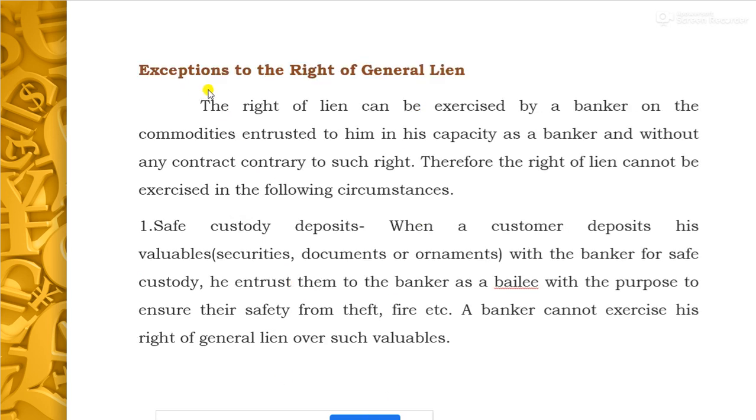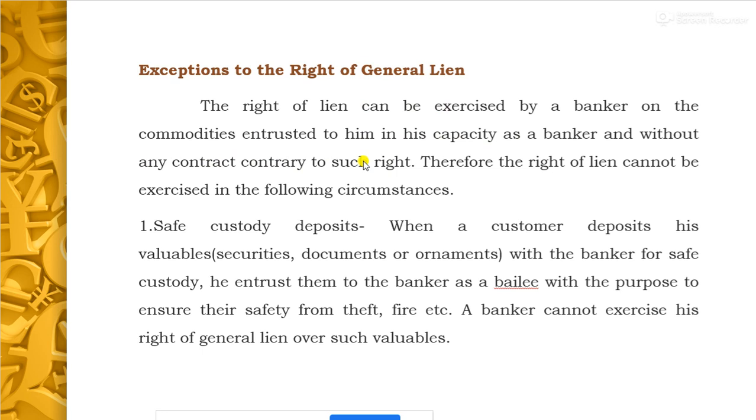Now we will discuss exceptions to the right of general lien. The right of lien can be exercised by the banker on the commodities entrusted to him in his capacity as a banker and without any contract contrary to such right. Therefore, the right of lien cannot be exercised in the following circumstances. So, the right of lien can be exercised by the banker on the commodities entrusted to him in his capacity as a banker and without any contract contrary to such right. So, this is the basic assumption.